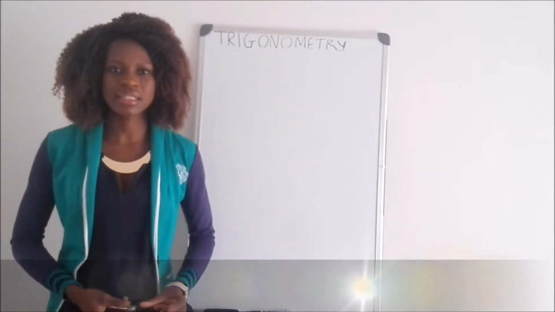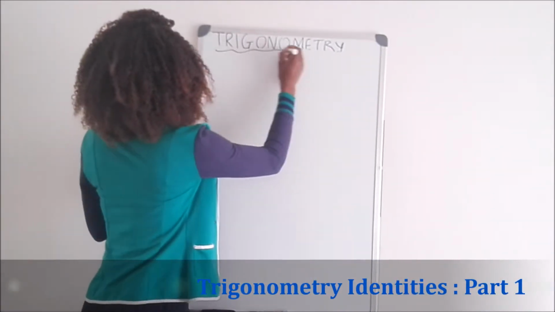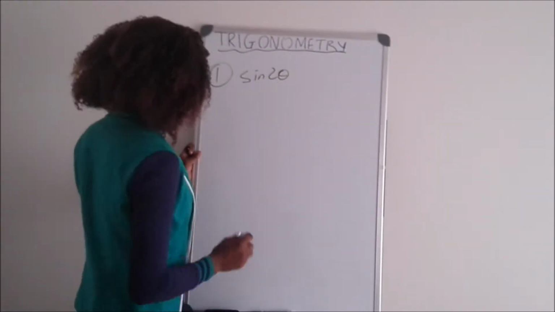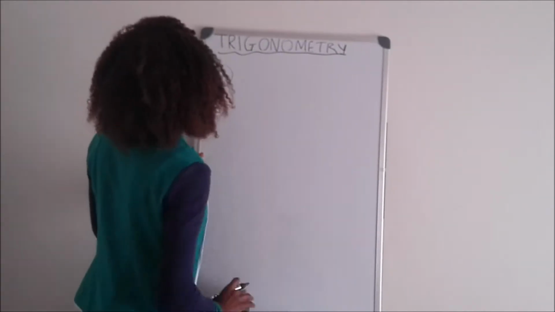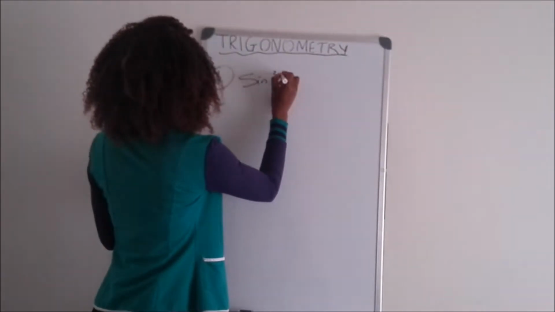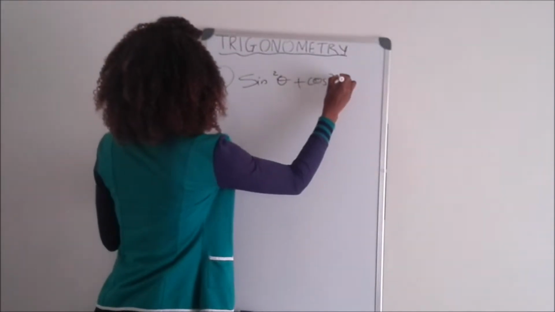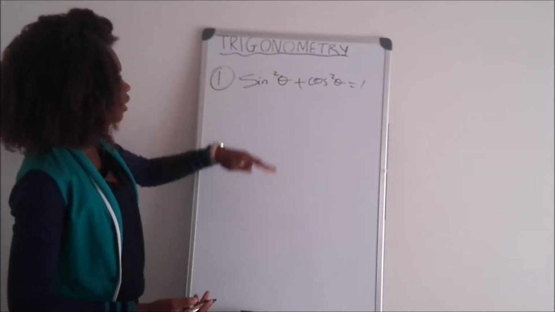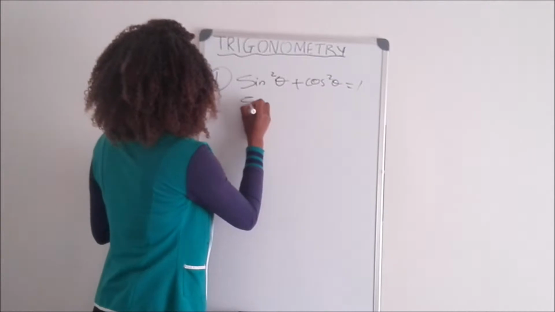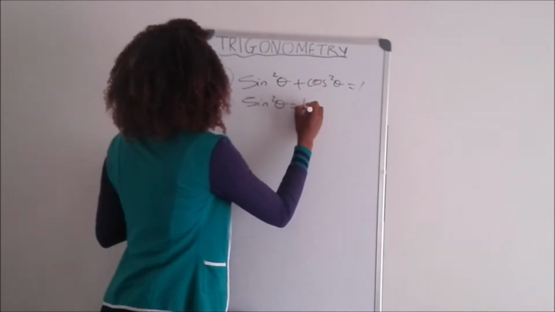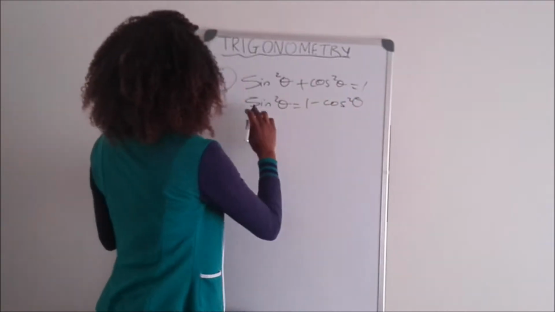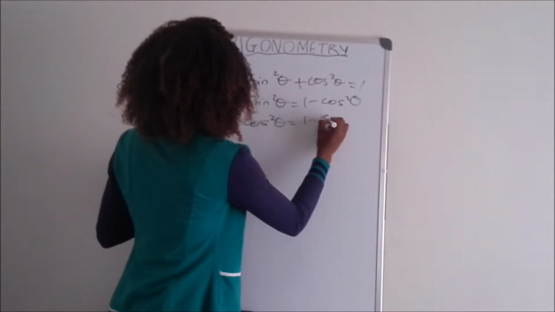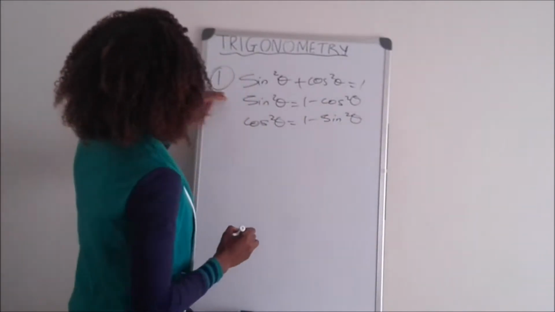Through trigonometric identities. We have two identities, of which the first one is sine squared theta plus cos squared theta is equal to 1. From this identity, you can say sine squared theta is 1 minus cos squared theta. The same happens with cos. You can manipulate the equation to be 1 minus sine squared theta. This is the first identity.